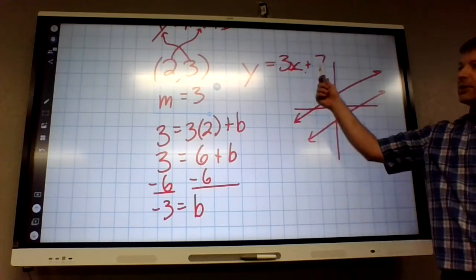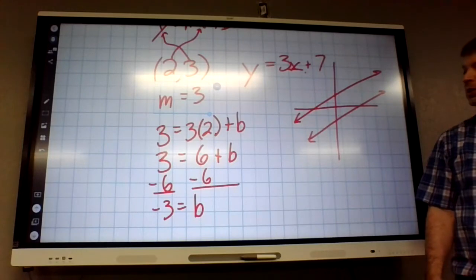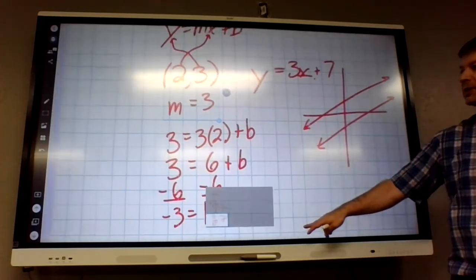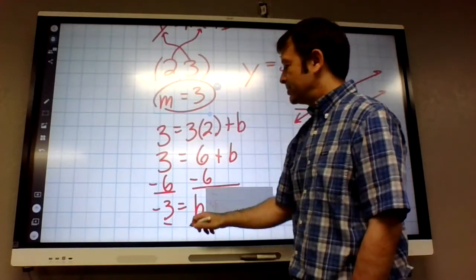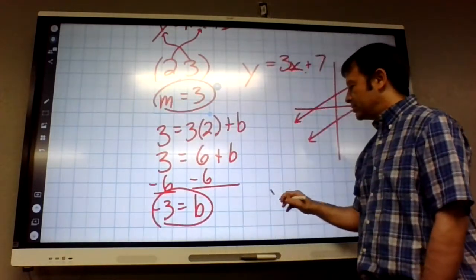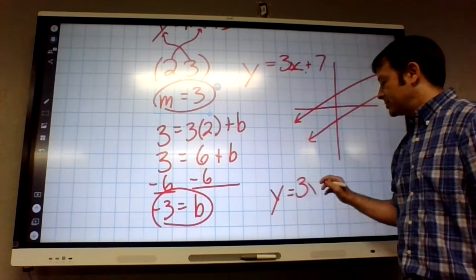No, that was their line, not our line. Okay, so b is negative 3. The slope was 3, the y-intercept is negative 3, so y equals 3x minus 3.